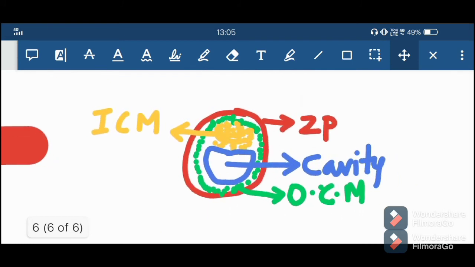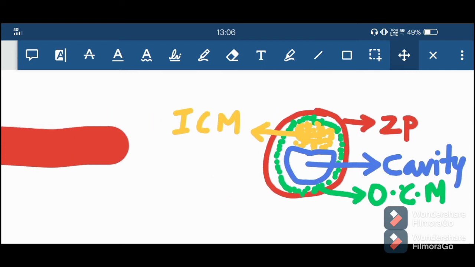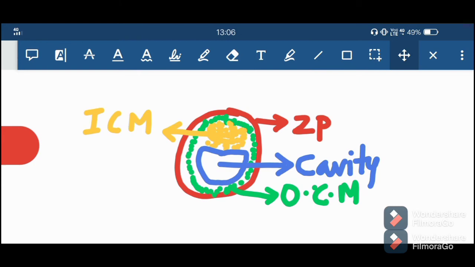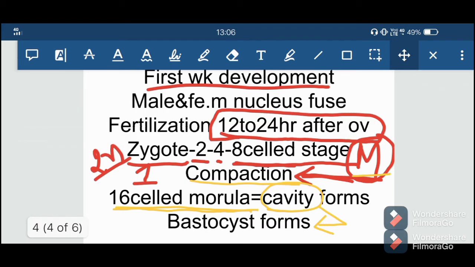Let's see the structure of the blastocyst. The blastocyst has a cavity in it. How is the cavity formed? The cavity in the blastocyst is formed due to the entry of fluid from the uterine cavity. Still the zona pellucida persists. So there is a cavity, and there is an outer cell mass and an inner cell mass. This is the structure of the blastocyst. After the formation of the blastocyst, implantation occurs.